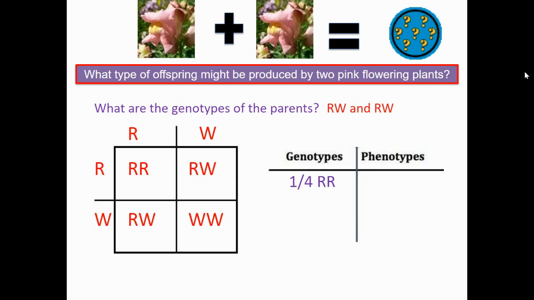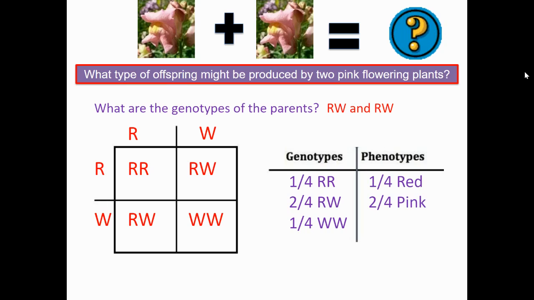Well, we can see at least 1/4 is going to have capital R, 2/4 or 1/2 will have capital R, W, and 1/4 will have capital W. What does that mean their phenotype will look like? Well, we'll see 25% will be red, 50% or half will be pink, while 25% or 1/4 will end up being white.